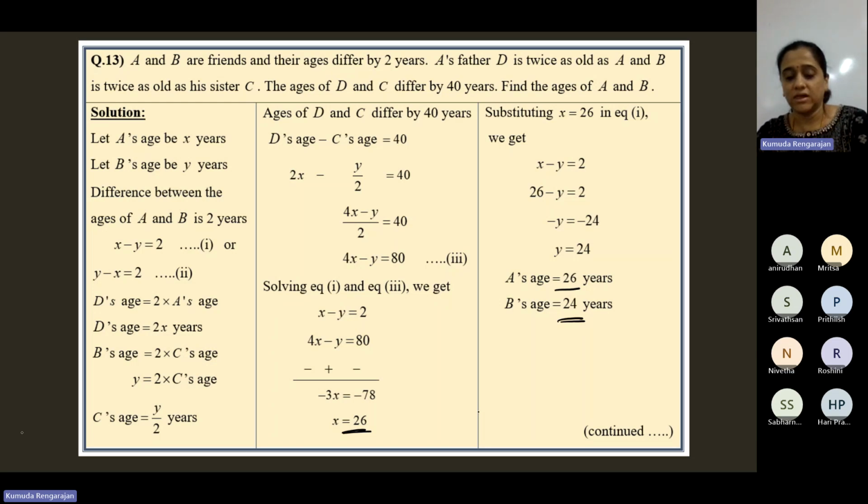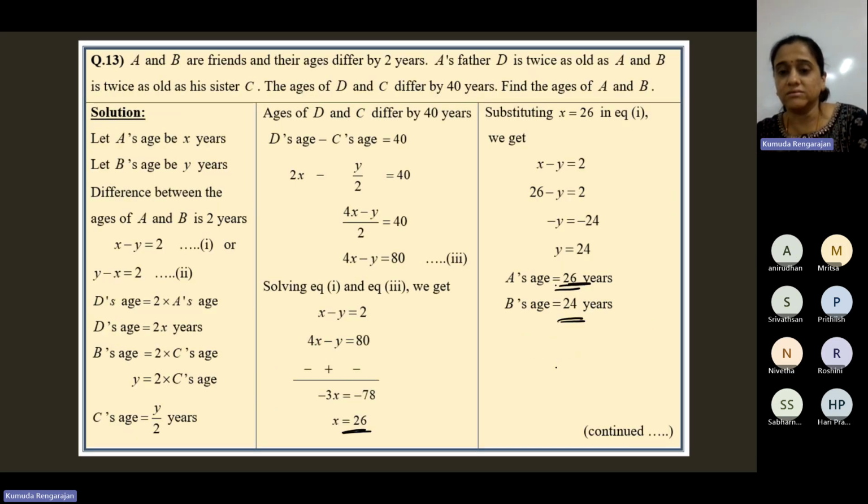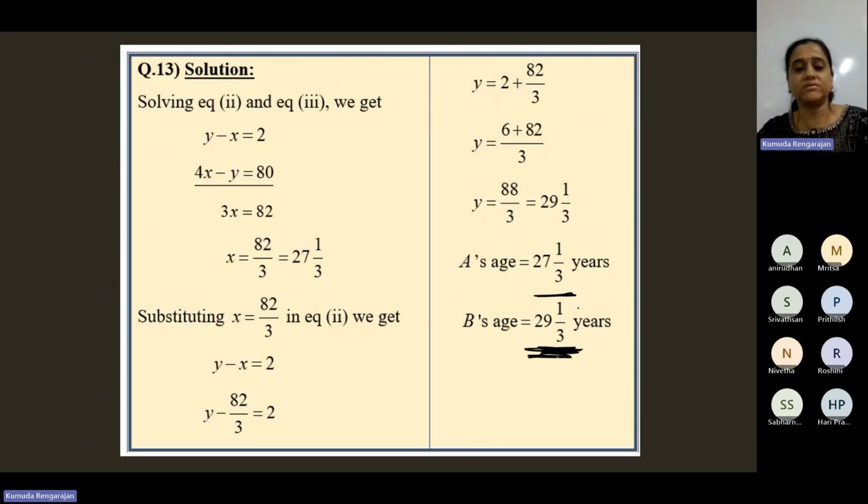So it's like this. If you solve 2 and 3, then A's age is 27 1 by 3 and B's age is 29 1 by 3. So here B is elder. Here A is elder. A is 26, A is elder. Don't say 29 1 by 3 is an odd age. You can be, no? After your birthday till your next birthday, your age will be like that only. Okay, so 29 1 by 3.